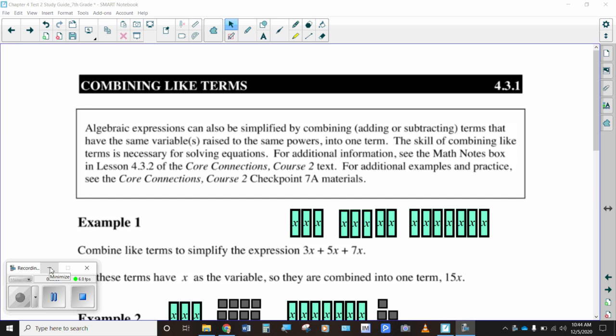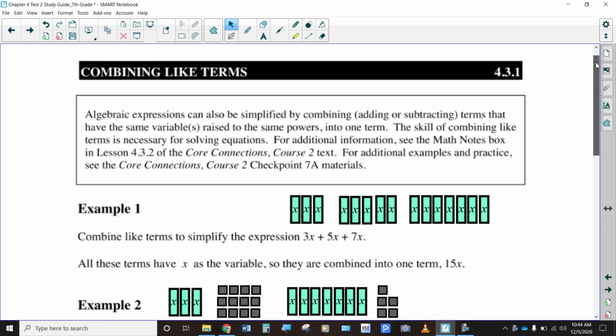Alrighty, let's take a look at our study guide in preparation for our Chapter 4 test number 2, which we will be taking next. If you're doing this study guide and reviewing the answers, you're ready to take this test. So the first part of the test is going to be on combining like terms.